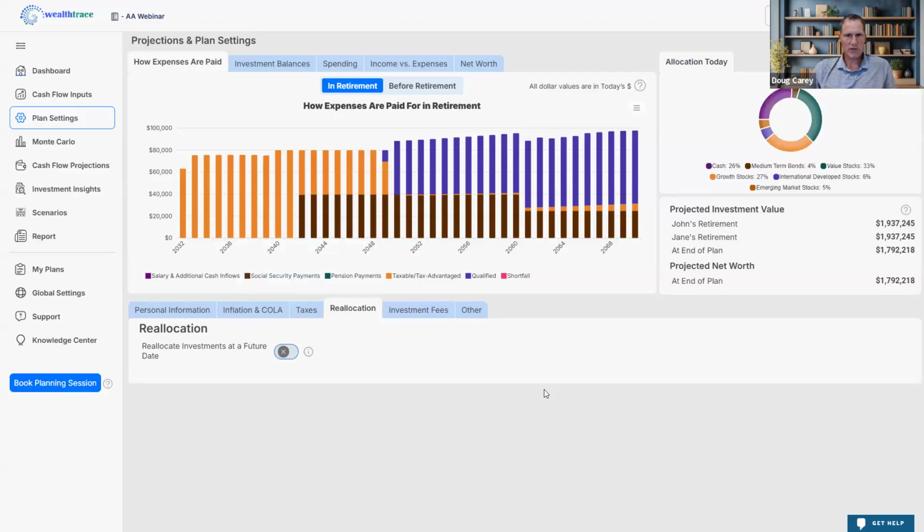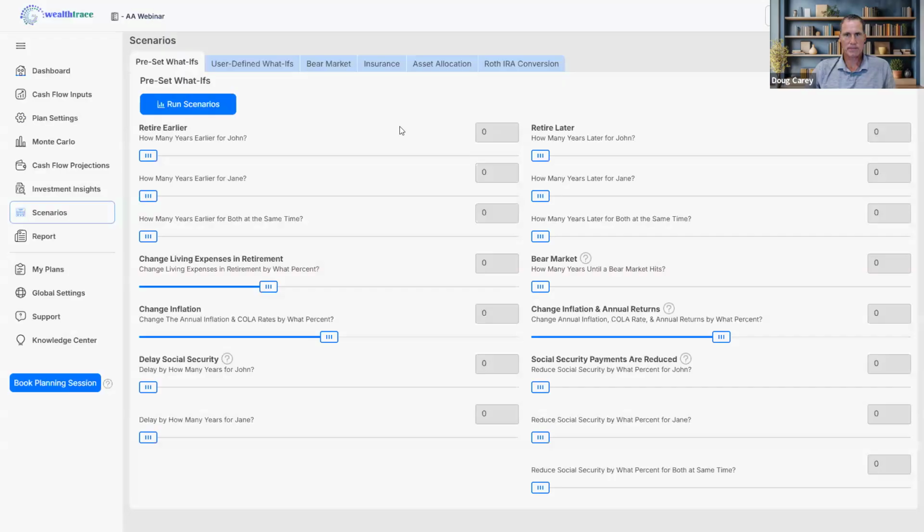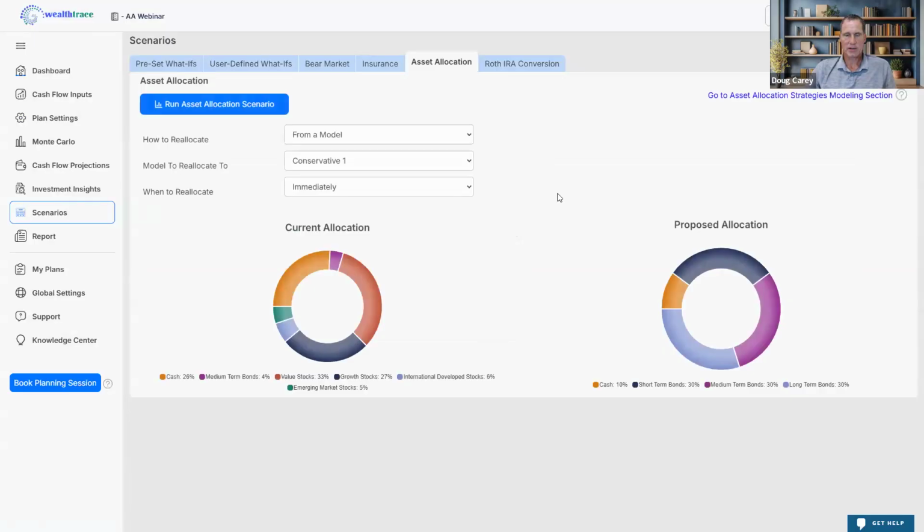So let's turn off this allocation for now and let me show you how you can play around with different models. You can run asset allocation scenarios. In the scenario section, asset allocation, and I'm going to pick a model here.